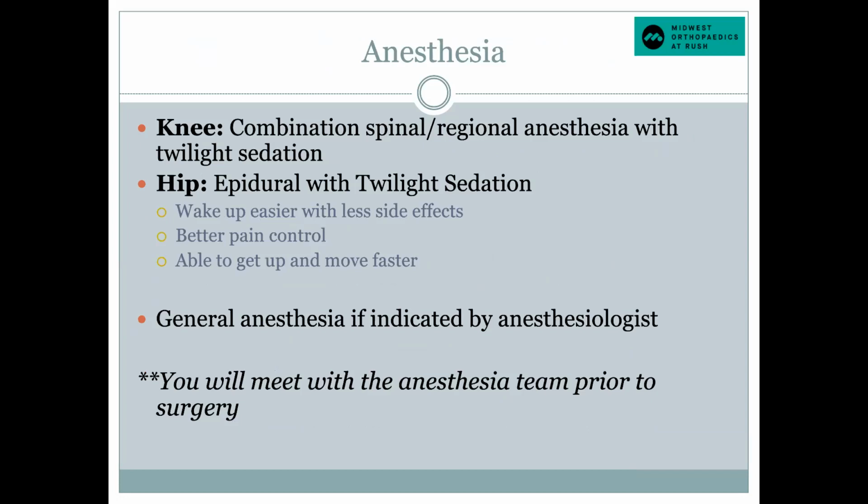The type of anesthesia that's used for a knee will be a combination of a spinal and regional anesthesia with a twilight sedation. For the hip, it's an epidural with a twilight sedation. We like this type of anesthesia because our patients wake up easier with less side effects, including nausea and vomiting, better pain control, and are able to get up and move faster.